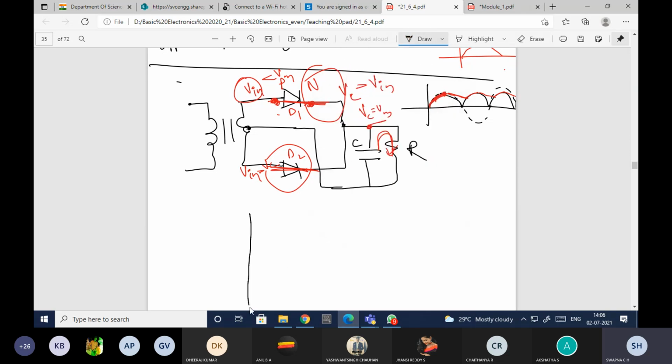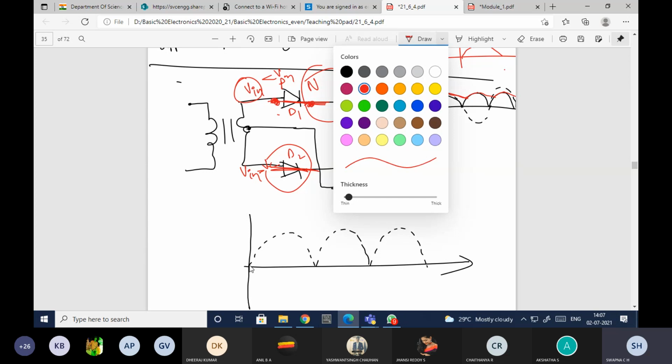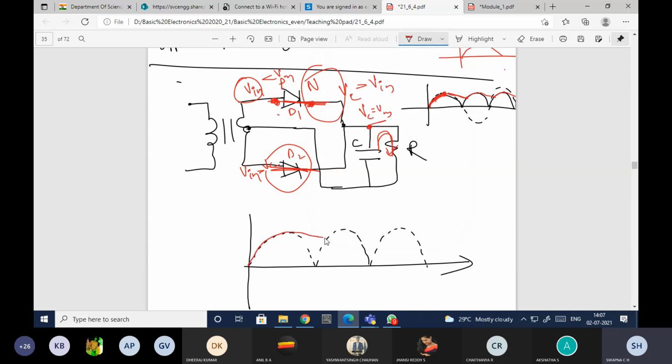Let me take two different colored pens. I'll just take the rectified output only, because I'll get accordingly. So what happens? It will charge to the peak value and then it will discharge. Charge to the peak value, then discharge. Charge to the peak value, and then discharge. So this is how the waveform will be.